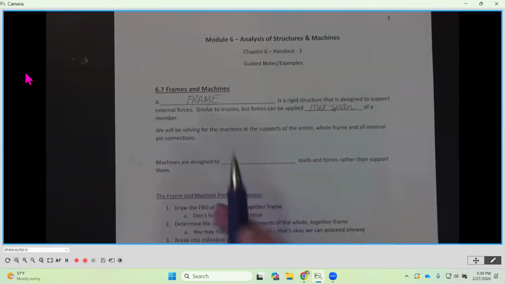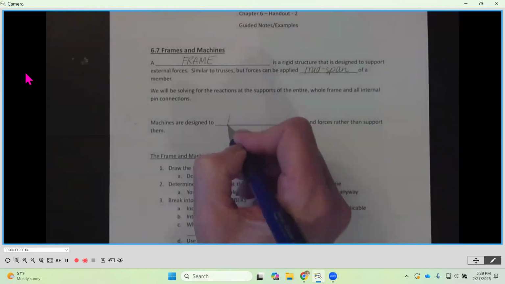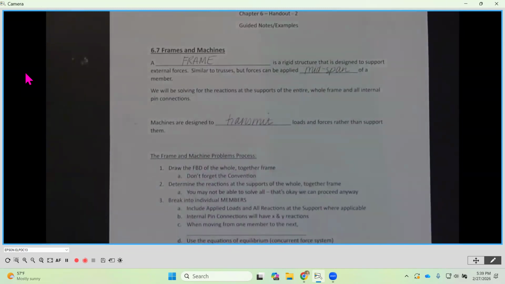So that's really the major difference between a truss structure and a frame structure. We will be solving for reactions at the supports of the entire whole frame, and then we'll be looking at the internal pin connections if and when they are present. Now, machines, on the other hand, are designed to transmit loads and forces rather than to support them.